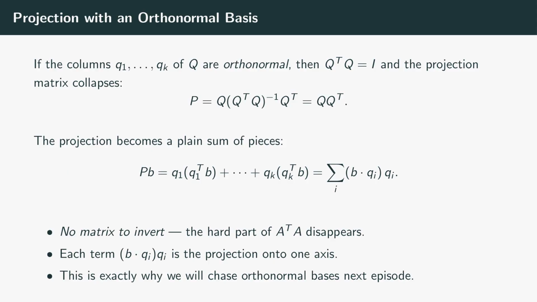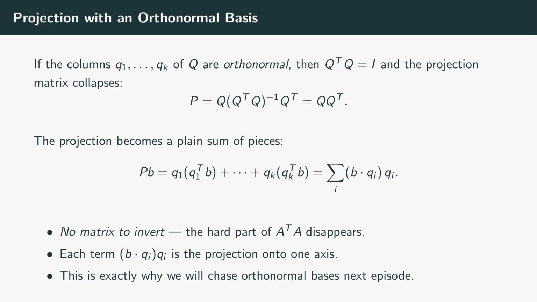Before the figures, one special case that pays off enormously. Suppose the columns we're projecting onto are already orthonormal: perpendicular, and unit length. Call that matrix Q. Then Q transpose Q is just the identity, and the projection matrix P equals Q times the inverse of Q transpose Q times Q transpose, which collapses to simply Q times Q transpose. The inverse vanishes because there's nothing to invert.